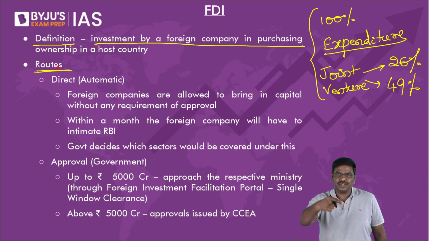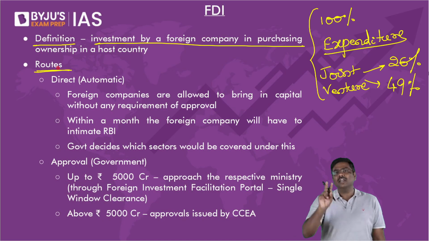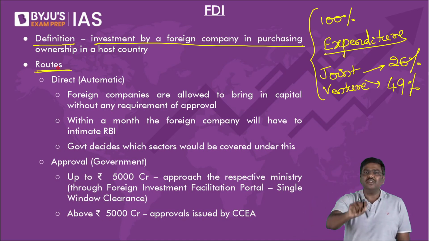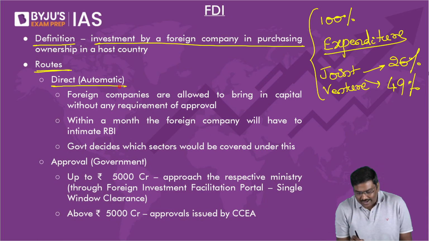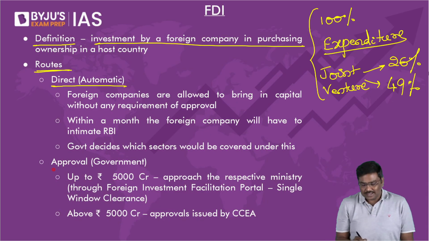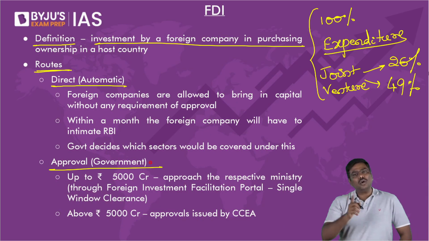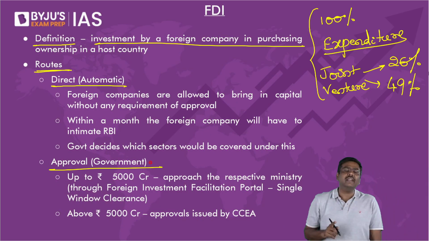Are there any restrictions? Are there any conditions? Remember, there are two ways FDI can come into India. One is called a direct route or automatic route. The second one is called the approval route or government route. What is the basic idea?